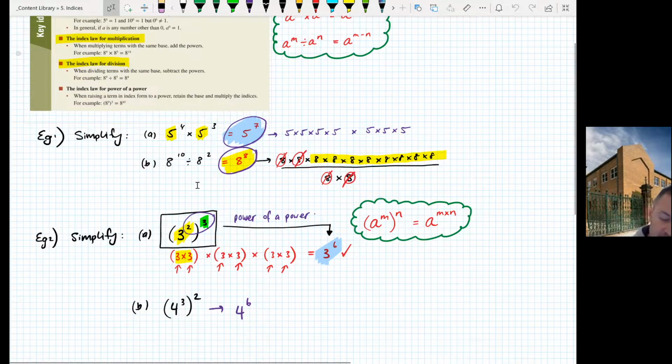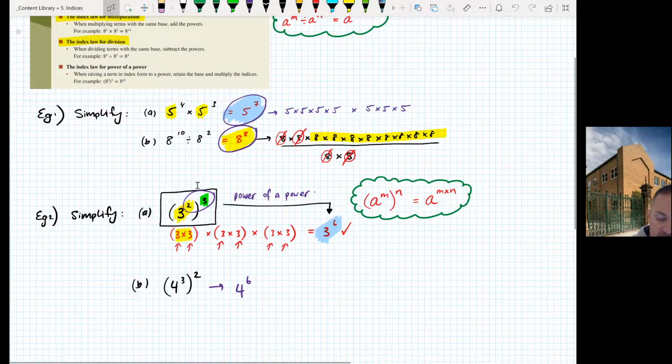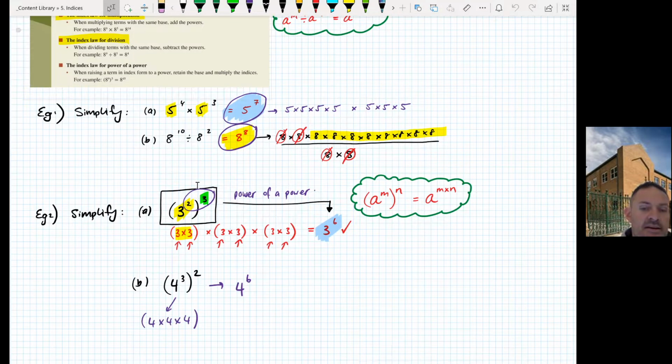Now, again, if we expanded it, 4 cubed means 4 times 4 times 4. And if I square something, that means that we are multiplying it by itself. And now you can see, with me having written that out, you can see very clearly that we actually have 4 to the power of 6. So we've used that power of a power law by multiplying those two numbers together to get the 6.